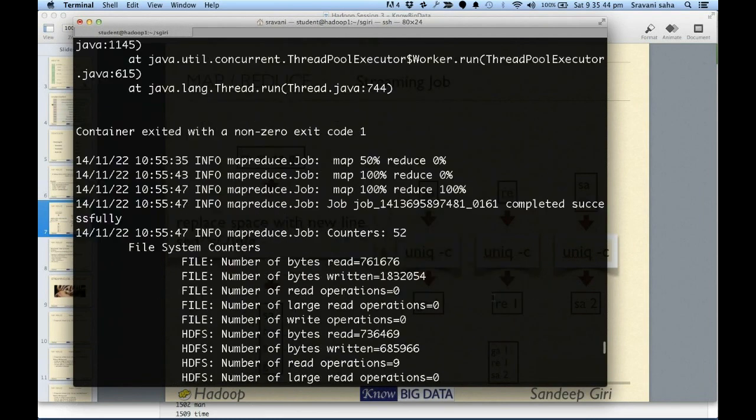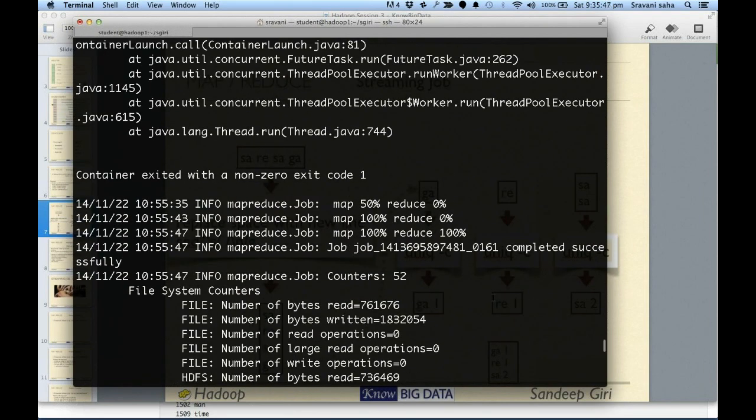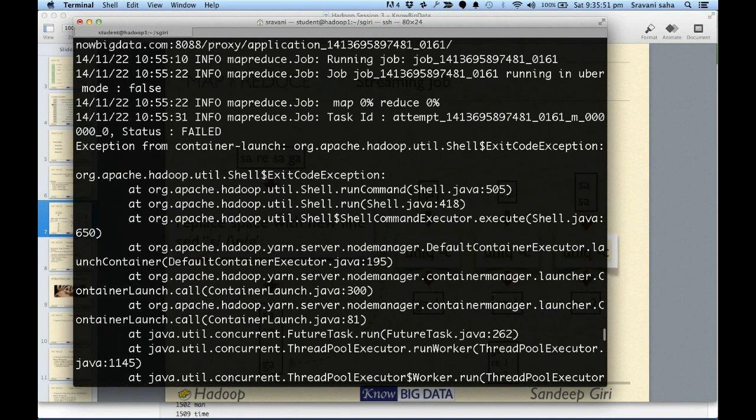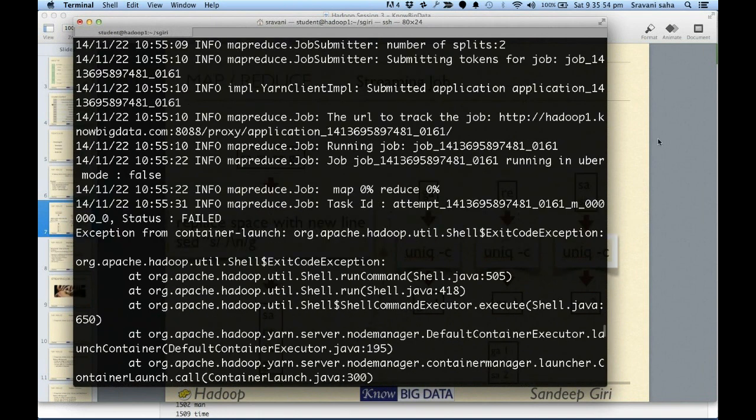No, these were not because of that -file option. These errors were because of some other problems on each task tracker. I need to debug that part. Okay, I need to debug that part. Why did that happen? And that could be one of the reasons.